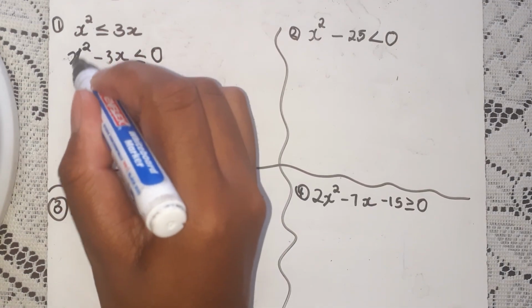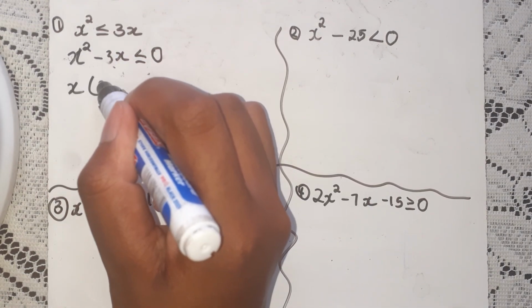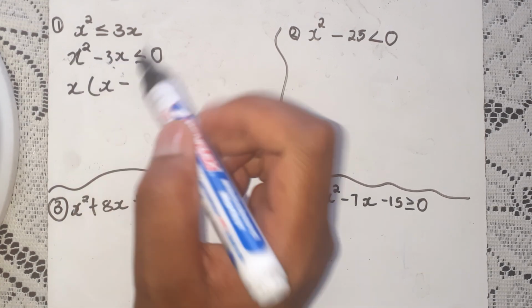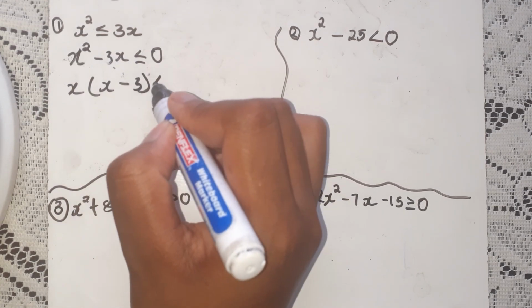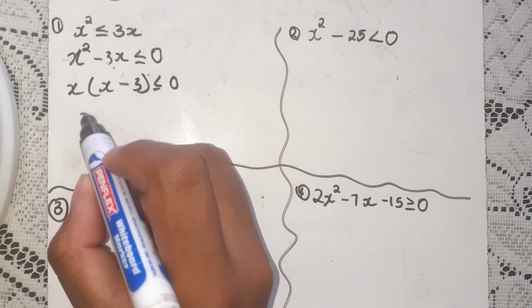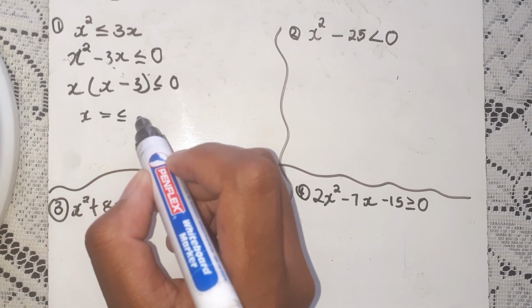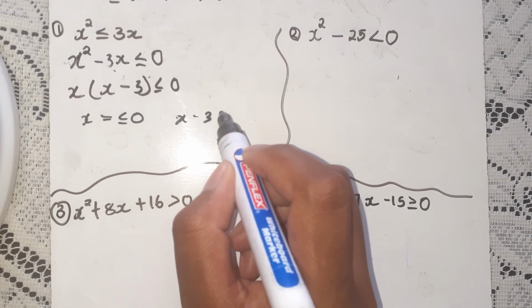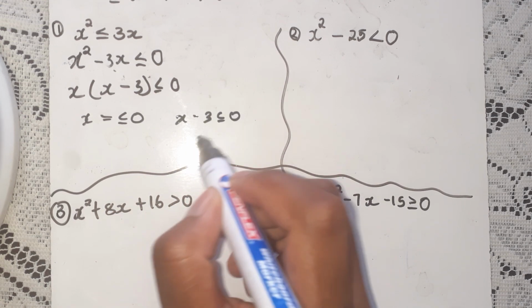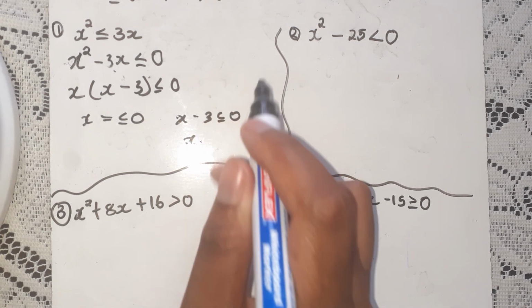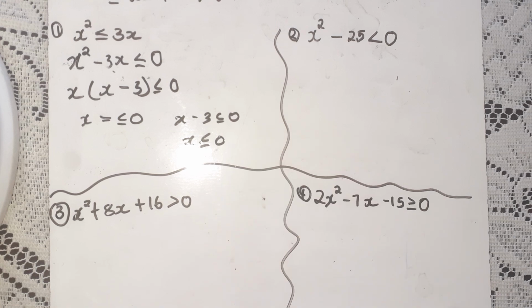Yeah, so we're going to have x outside, and then we have x minus. For you to get 3x, you multiply this x by 3. Right? So we have x is less or equals to 0, and then x minus 3 is less or equals to 0.